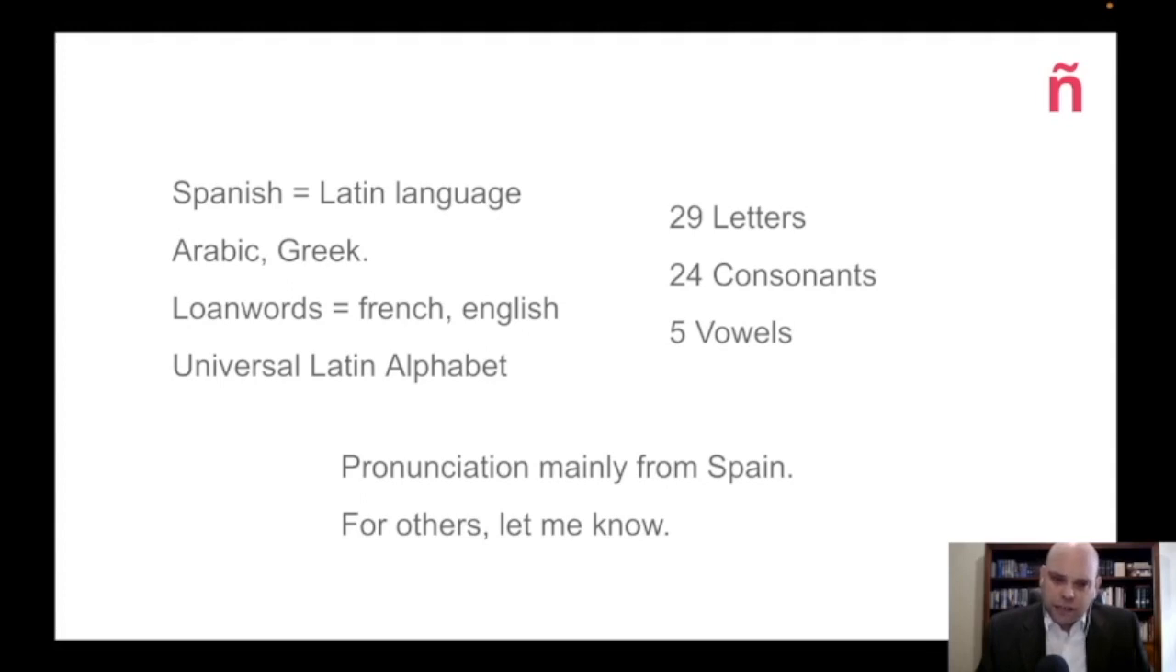And the alphabet we use in Spanish is the Universal Latin alphabet. The Spanish alphabet contains 29 letters, 24 of which are consonants, and there are also 5 vowels. The pronunciation I'm going to use here in this channel is mainly from Spain, but if you want to learn pronunciation for all the countries, just let me know, and I will bring people that will help us with that.